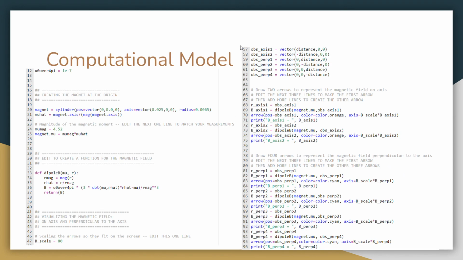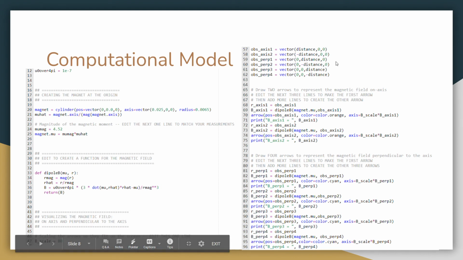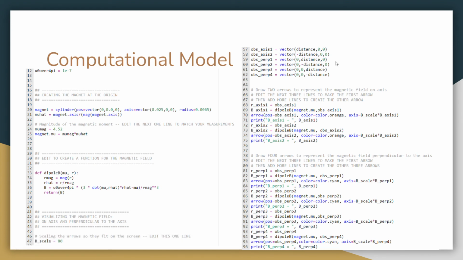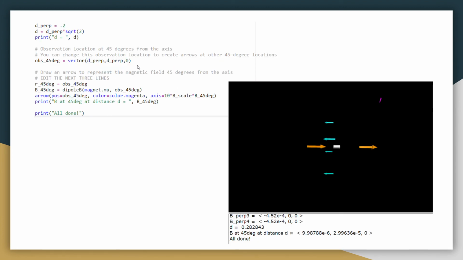Now I'm going to be talking about my computational model. Here you can see I created a function for the magnetic field of the dipole, and then I created arrows for the magnetic field on axis, and also arrows for the magnetic fields perpendicular to the axis. I also found the magnetic field for an observation location that was 45 degrees from the axis. Here you can see all the things that I just talked about. The orange arrows are my magnetic fields on axis, my blue arrows are my magnetic fields perpendicular to the axis, and my purple arrow right here is my magnetic field at 45 degrees from the axis.